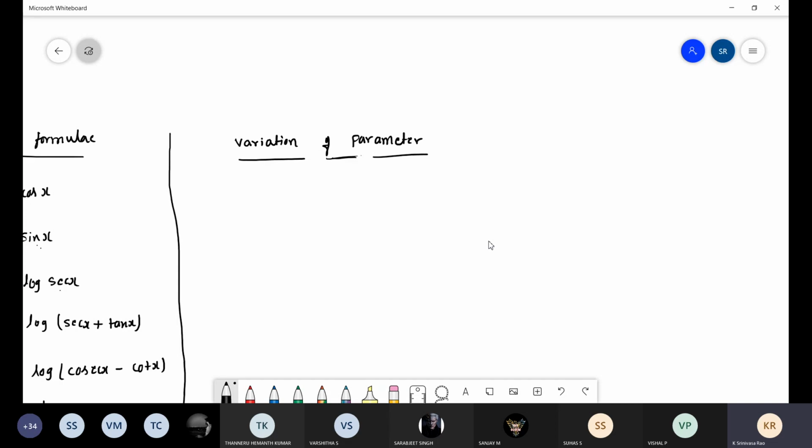Consider a second order differential equation, that is a1 d square y by dx square plus a2 dy by dx plus a3 y equals phi of x. And again it is constant coefficient.